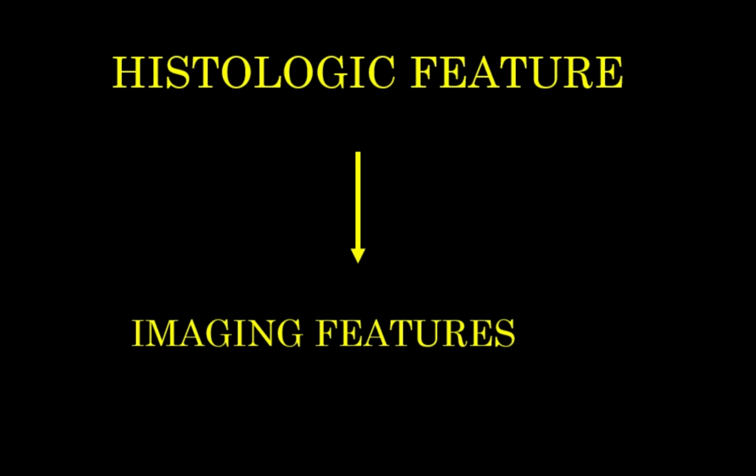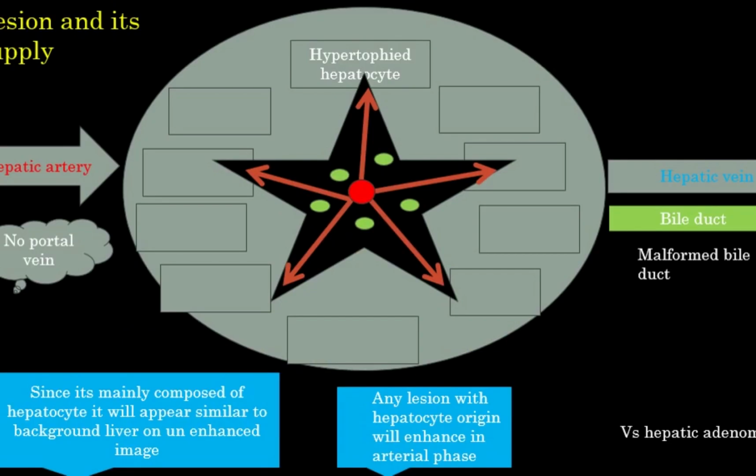Understanding the histological features of this lesion, focal nodular hyperplasia, will help you understand the imaging features. So I will talk about the histologic features and then go to the imaging features. Let's say this circle is a lesion, each rectangle representing a hepatocyte. It's composed of normal hepatocytes, just hypertrophied. That's why it's named hyperplasia.